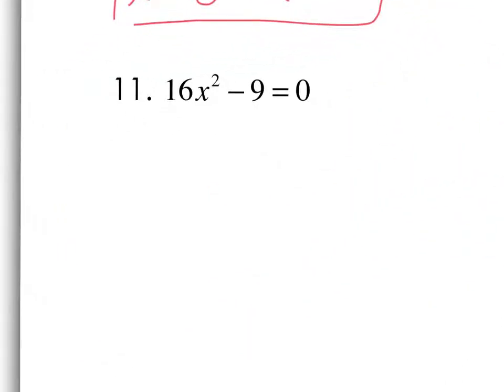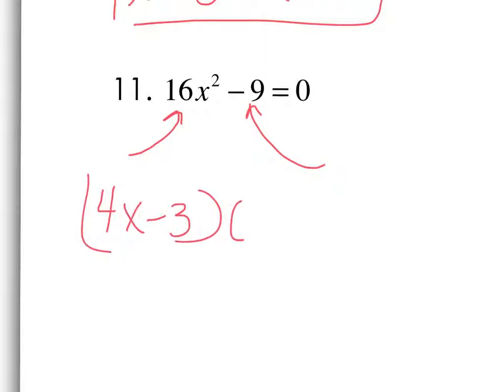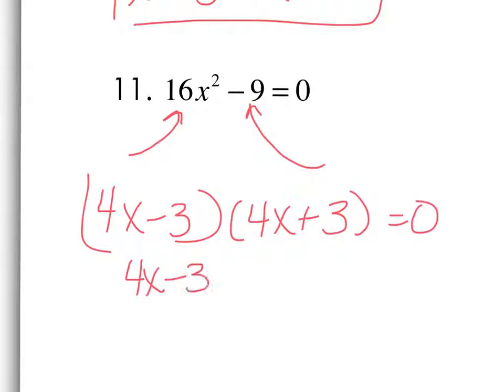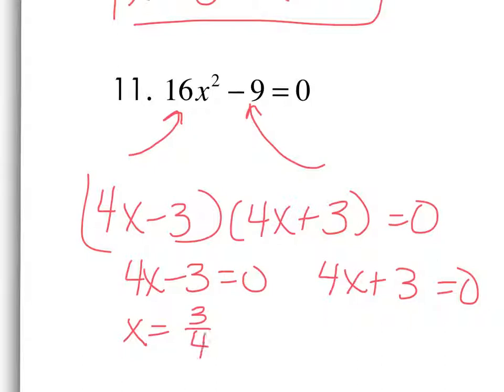For number 11, again, this is the difference of perfect squares since 16 is a perfect square and 9 is a perfect square. It'll be 4x minus 3 and 4x plus 3 equals 0, and you're setting each one equal to 0. So let's see, x will equal 3/4 and x will equal negative 3/4.